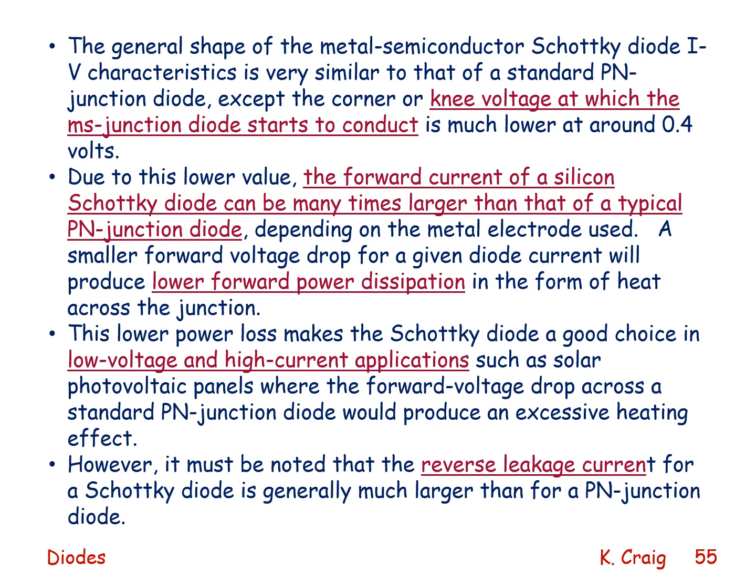A smaller forward voltage drop for a given diode current will produce lower forward power dissipation in the form of heat across the junction. This lower power loss makes the Schottky diode a good choice in low voltage and high current applications, such as solar photovoltaic panels, where the forward voltage drop across a standard p-n junction diode would produce an excessive heating effect. However, it must be noted that the reverse leakage current for a Schottky diode is generally much larger than for a p-n junction diode.